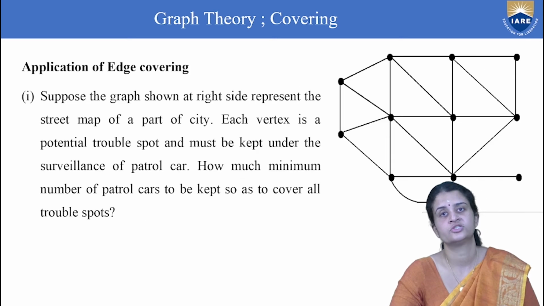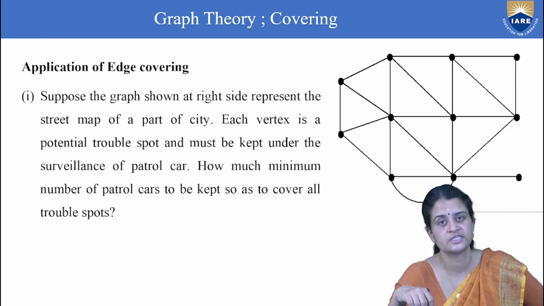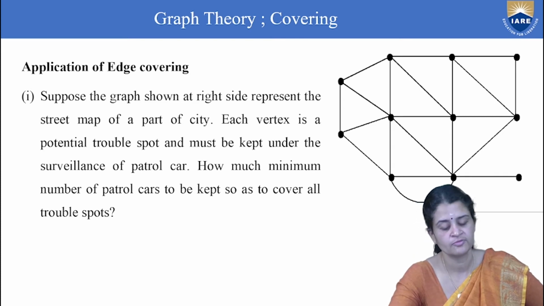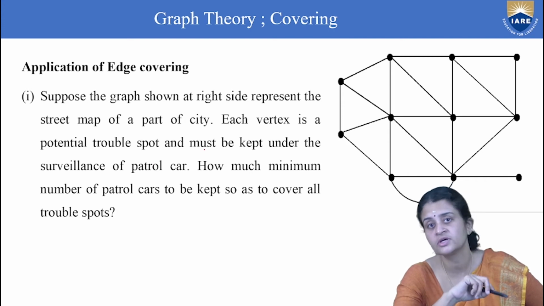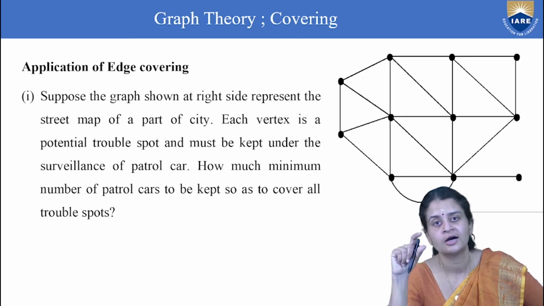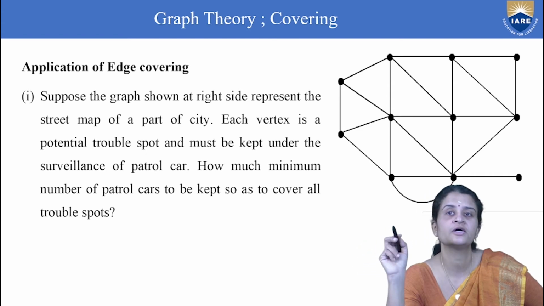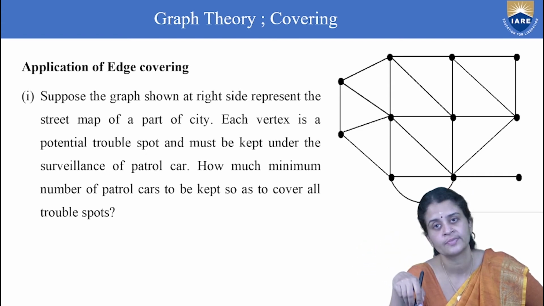Now we will go to the next question. The applications of edge covering. Suppose this is a street map of a city and each vertex is a potential trouble spot. Suppose they must be kept under not only camera surveillance, but also some patrol car surveillance. What is the minimum number of patrol cars that has to be used to cover all these trouble spots? That is what we are asked to find. We have to find some patrol car surveillance such that we cover all these trouble spots.